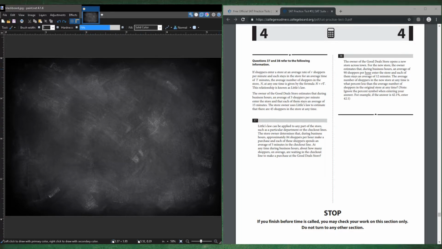We could use the equation right above here, where n is the average number of shoppers at any time, but now it's going to be applied to a part of the store, because it says right here in the first line of the question that it could be applied to the checkout line. So it'll be n is equal to r, which is the rate at which shoppers arrive, times t, the time that they stay. Right now we're looking for n. So we have 84 shoppers per hour, so 84 shoppers for 1 hour.